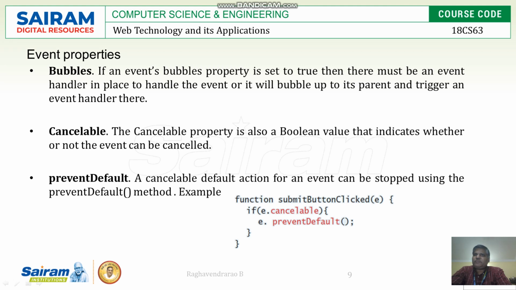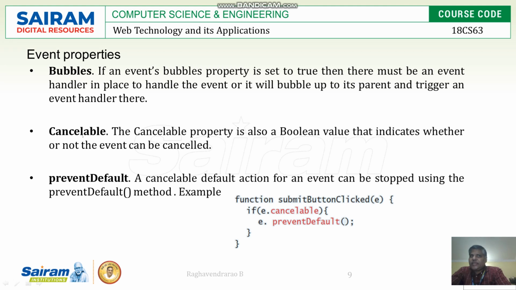An event's bubbles property is set to true. If it is set to true, then there must be an event handler in place to handle that particular event, or it will bubble up to the parent. So from child to the parent, it bubbles, hence it is called the bubbles property. It triggers an event handler.